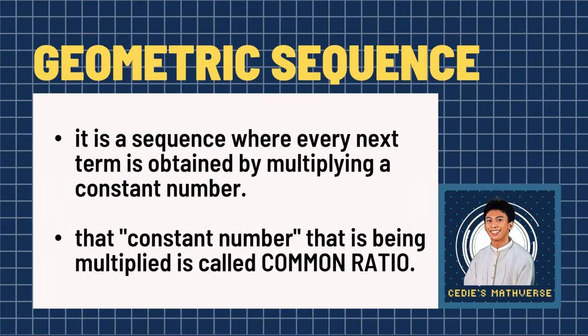First, let us define a geometric sequence. A geometric sequence is a sequence where every next term is obtained by multiplying by a constant number. That constant number that is being multiplied is called the common ratio. The usual symbol for common ratio is r.